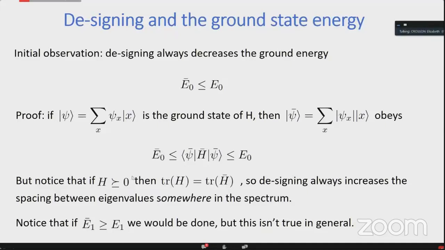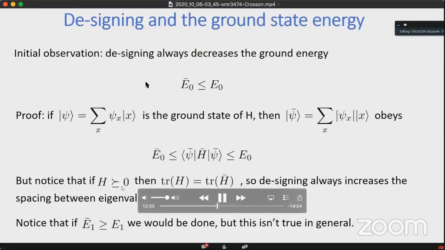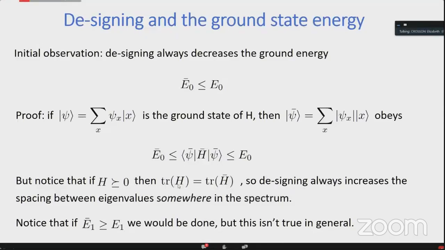And so just from this observation: if the Hamiltonian is positive semi-definite, and we don't change the diagonal elements, then the trace of the original Hamiltonian and the designed one are equal. So we have a sum of the eigenvalues. They're all non-negative. They have to add up to some value. We've decreased the smallest one when we design. So this has to increase the spacing somewhere in the spectrum. And if we could just show that the first excited energy of the designed Hamiltonian for some reason got bigger, well, we would be done.